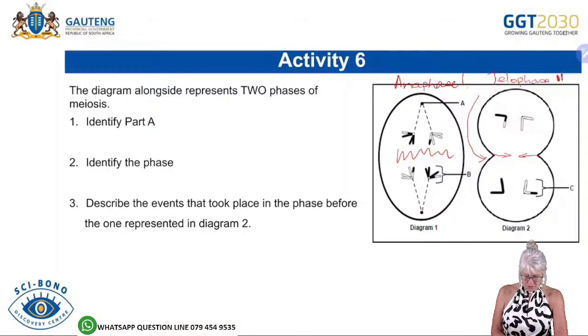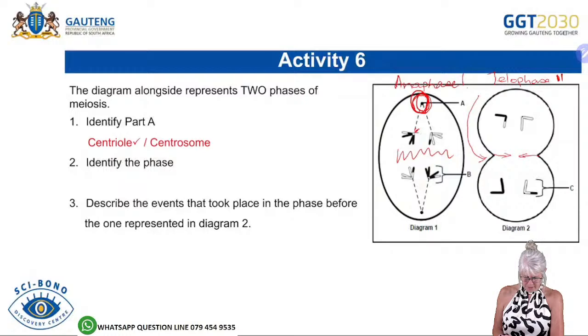Alright, so the first question they ask us is identify part A. They like to ask this question because we often confuse the centriole with the centromere. Remember the centromere is what joins 2 chromatids together and the centriole is what forms the pole. Alright, so part A would then be our centriole, or we can say the centrosome. Okay, so they will accept that.